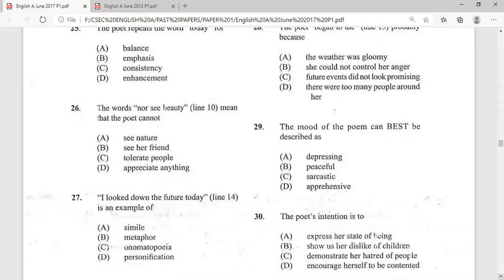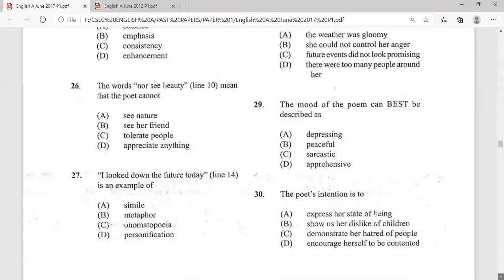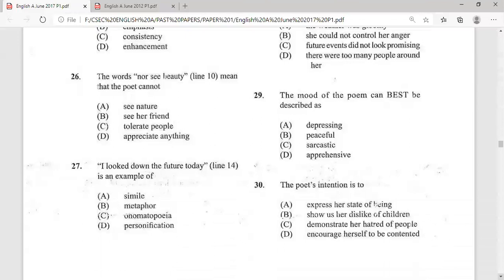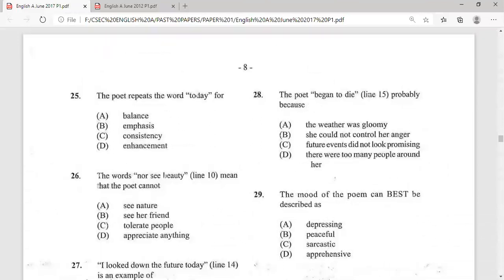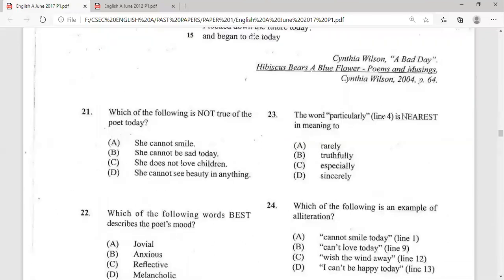In line 14, I looked down the future today. We want to see what literary device that would be. And of course, the typical question, the intention or the purpose of this poem. So let us jump back up and read this poem.